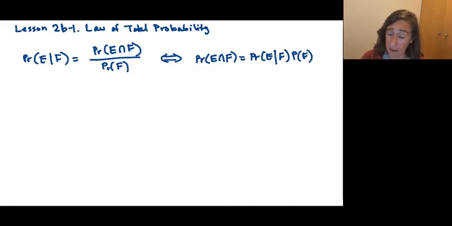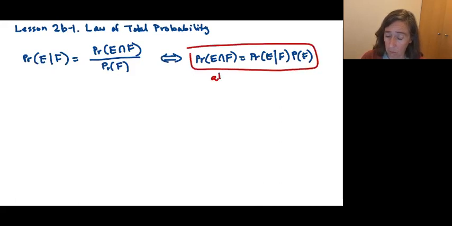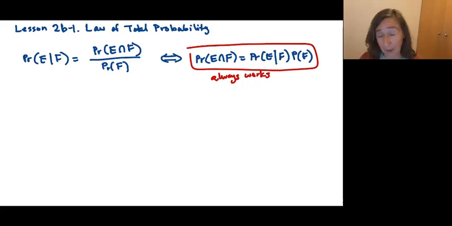So this rule always works. If it happens that E and F are independent, then this will be the same as the probability of E. And if they're not independent, you're using the right probability, not the wrong one there. So great. This also generalizes.